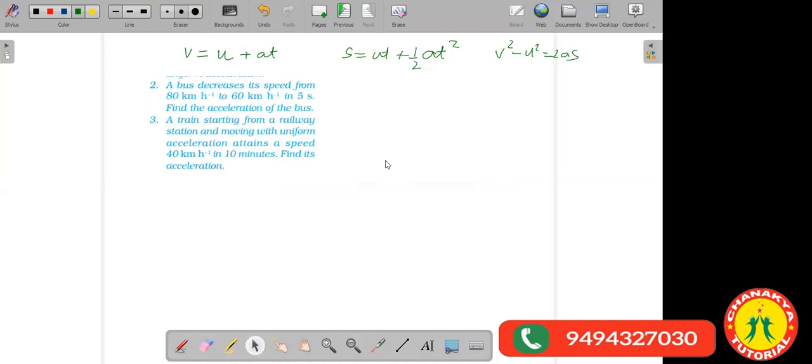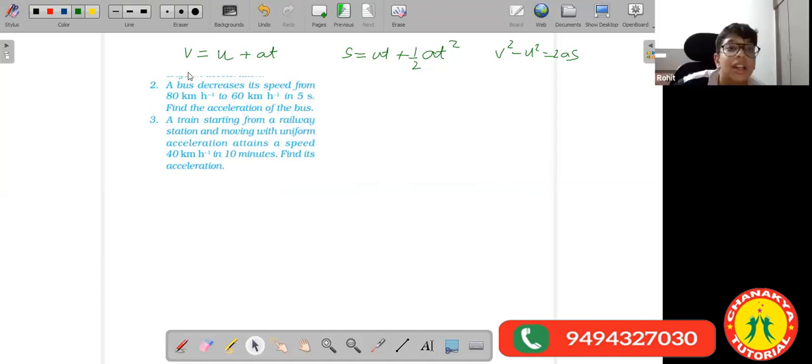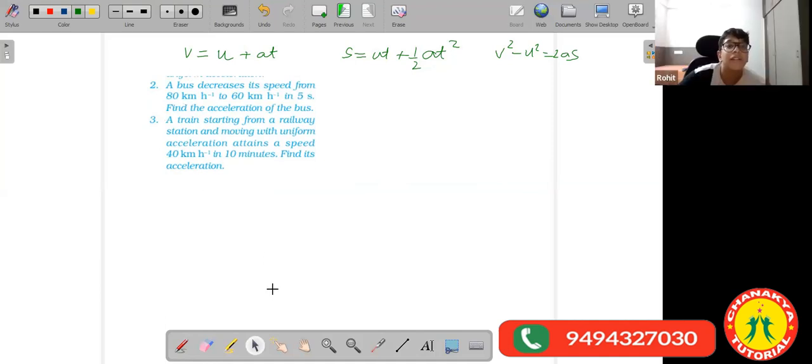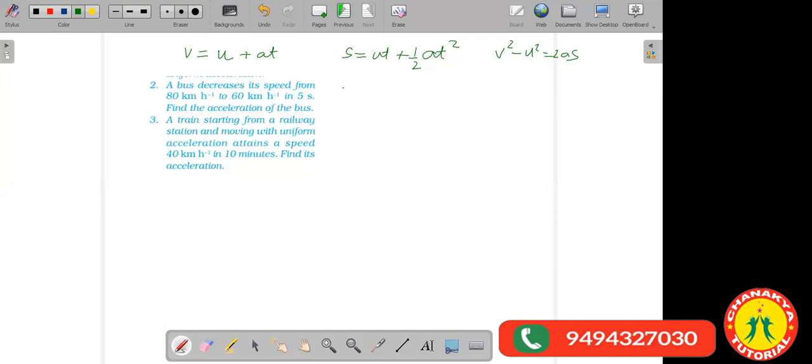Okay. So what all information are we given in this question? Sir, initial velocity, final velocity, and time. Okay. So we represent our initial velocity u as 80 kilometer per hour. Then we are given the final velocity v, which is 60 kilometer per hour. We are given time t as 5 seconds.